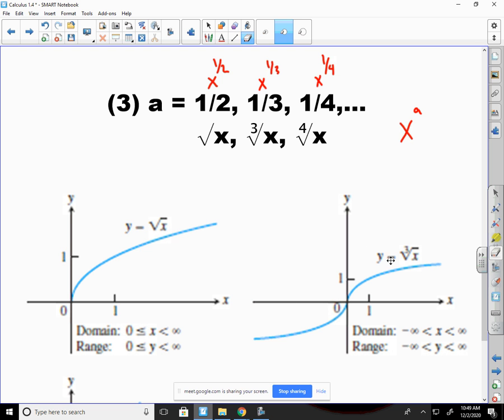If we look at the graph for x to the 1/3, or the cube root of x, you'll notice that we actually have a dip down here, and it's the full graph going from negative infinity to infinity. That's because we can take the cube root of a negative number. So anytime it's an odd number, we can take that root of a negative. If it's an even number, we cannot take that root, because you can't take an even root of a negative.